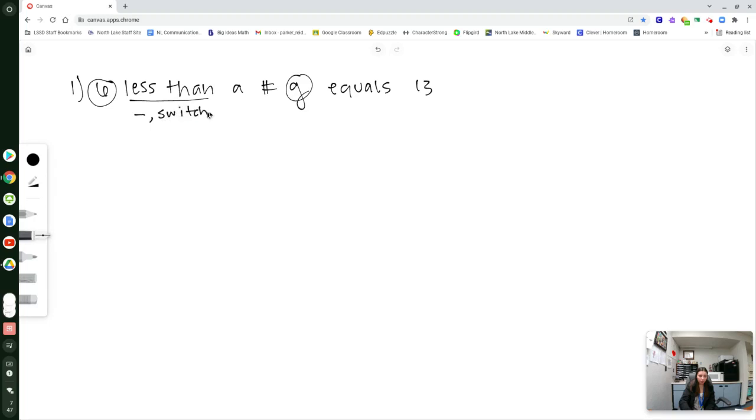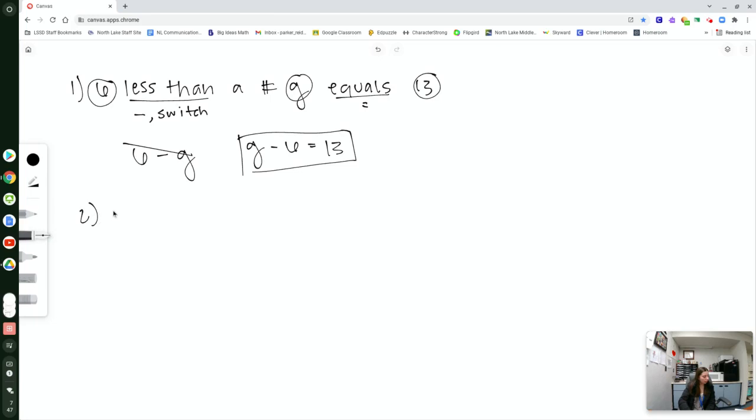And this is one of those. When I say less than, that does not mean to do the first number minus the second number. It means to switch them, to do the second number minus the first number. So not 6 minus G, but G minus 6. 6 less than G means G minus 6. And now the end over here says equals 13. So that's what I'm going to put on the end of my equation, equals 13. G minus 6 equals 13. The question does not ask us to solve this equation, so we're all done.